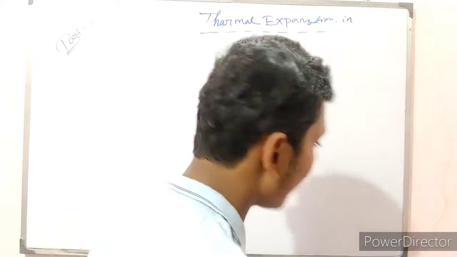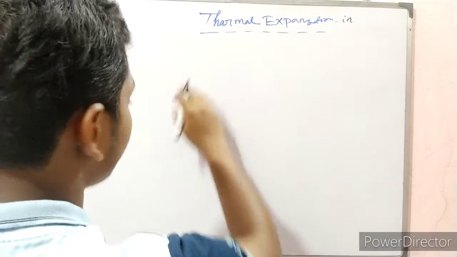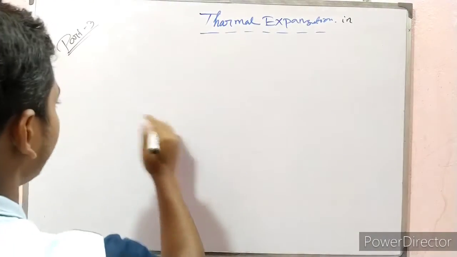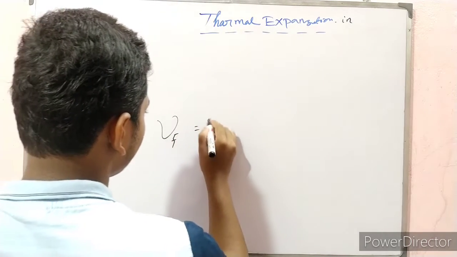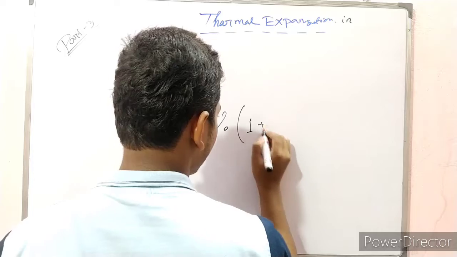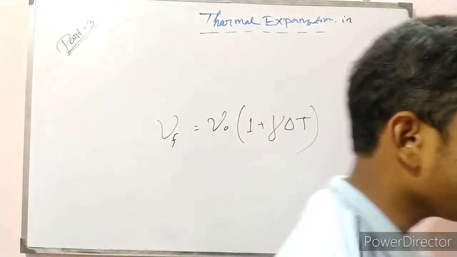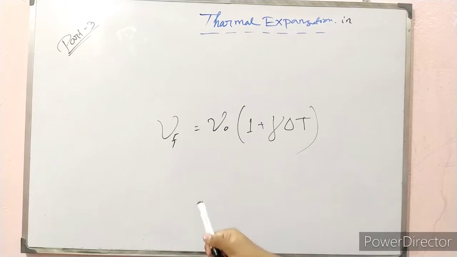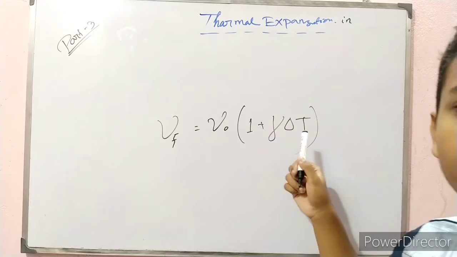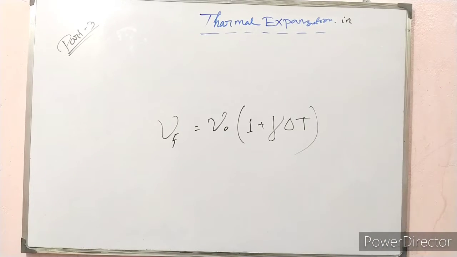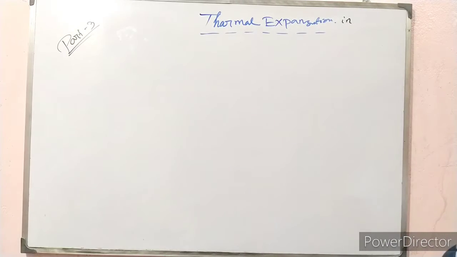We already know an equation from the last video. Let's recall it: V final is equal to V naught into 1 plus gamma delta T. Everyone can remember this. V final means the final volume is equal to the initial volume into 1 plus gamma delta T. And we also know about a force, that is bind force.